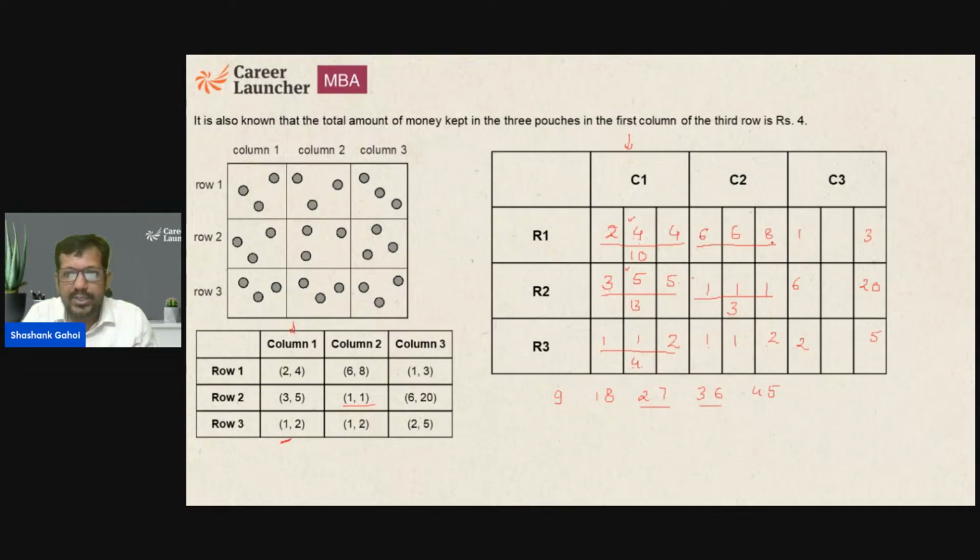So what is the total sum? That is going to be 20. What is the total sum? That is going to be what? How much will it come to? 4.